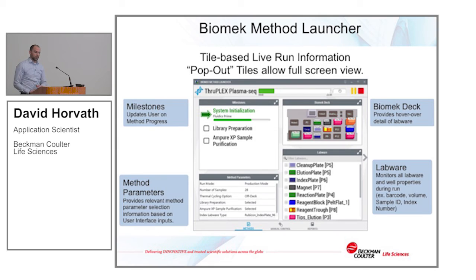The method parameters tile indicates relevant method parameter selection information based on your user interface options. So if someone started up the run, selected 48 samples, and wasn't sure if that's really what they picked, and was concerned that it was going to process 24 instead, it's going to show them that information. It'll show them all the options they selected around what method sections, index transfer options, any type of option that's available in the method that's relevant for the user to see during the run will now show up in the live view of the run.